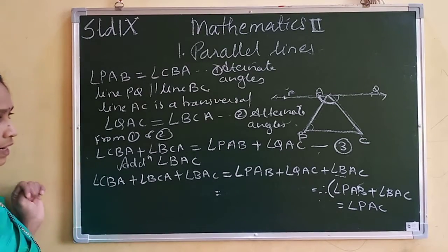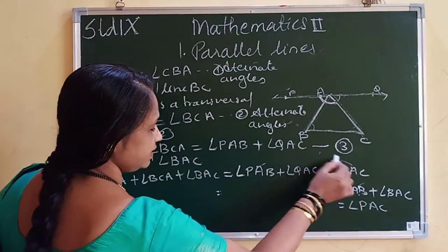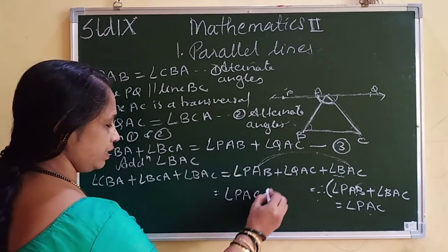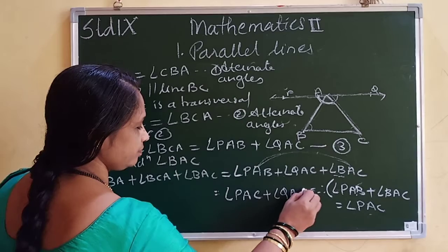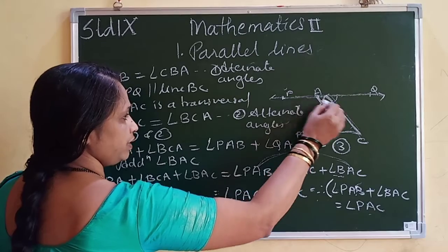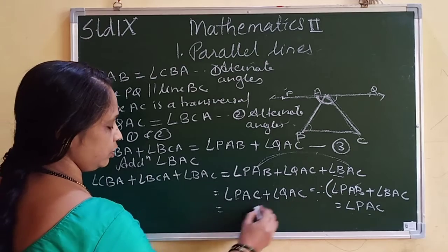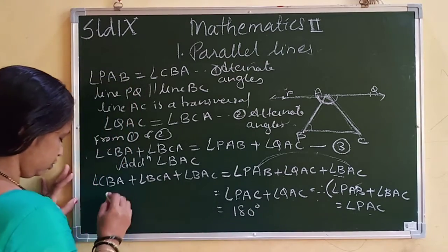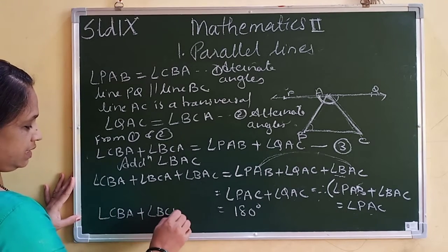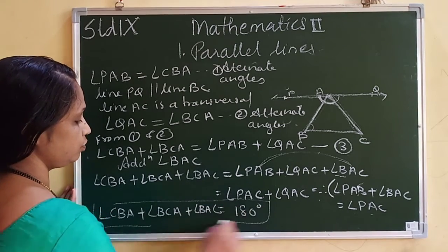So what will we write now? Angle P, we have got this angle and this angle. This sum we have got angle PAC plus angle QAC. Now we have got PAC, this angle and this angle, the sum is equal to what? 180 degrees. So now we have got angle CBA plus angle BCA plus angle BAC. This sum is equal to 180 degrees.